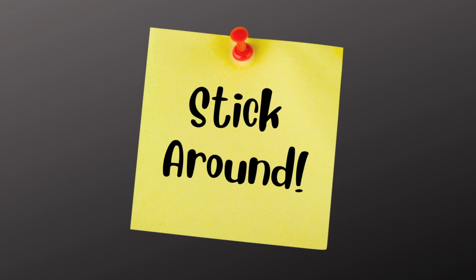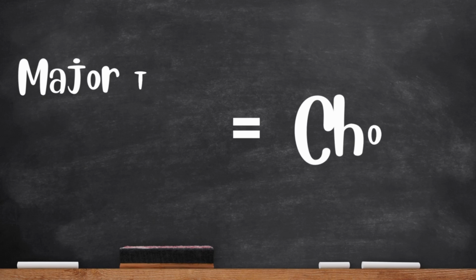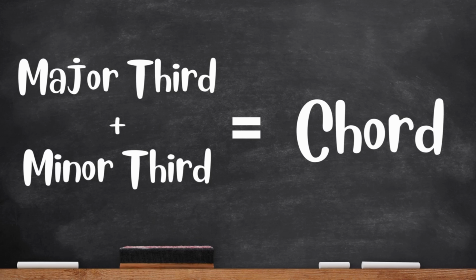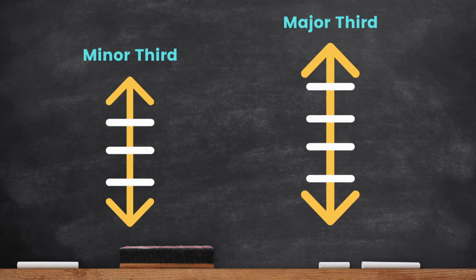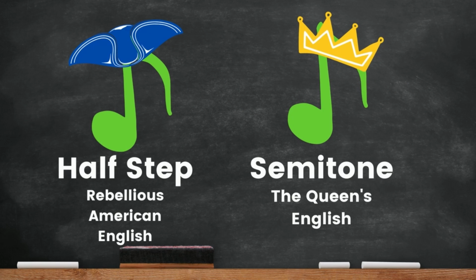I have some really wonderful exercises to use major and minor thirds to level up your playing. Major and minor intervals are super important because they help create chords. First, you need to know that a minor third is a smaller interval than a major third. The difference is 1/2 step or semitone in the Queen's English.